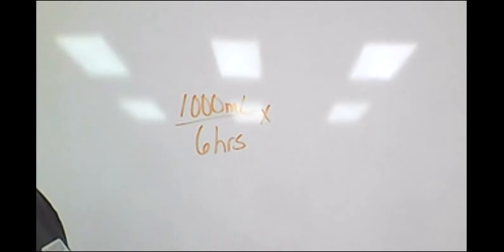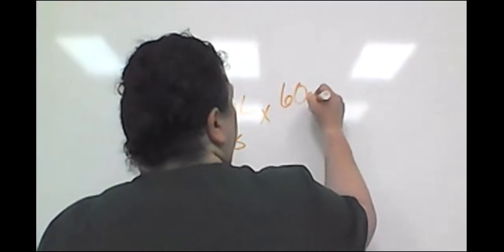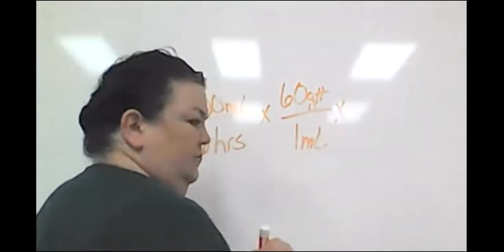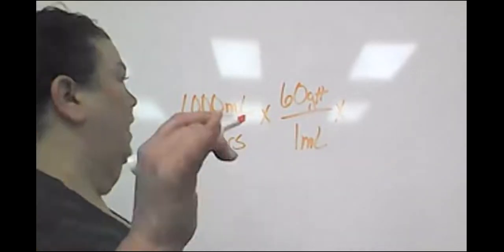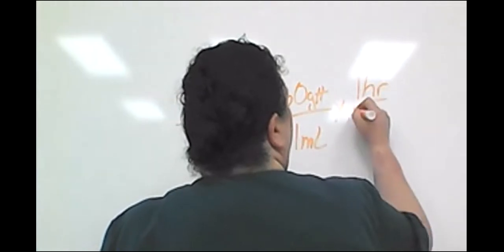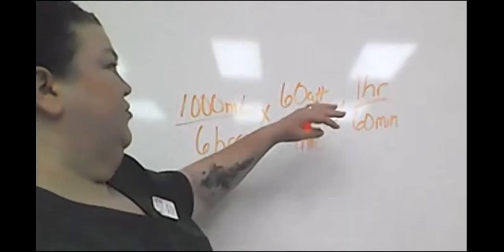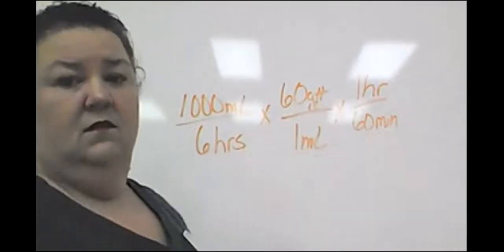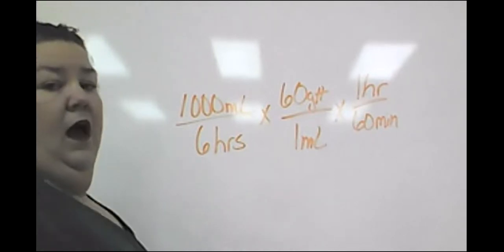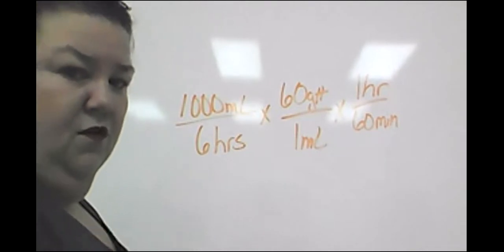They told us that our drop factor is 60 drops per milliliter. And we also know that for every 1 hour, we have 60 minutes. And we do that because we remember we've got to get to drops over minutes. So we had to get those minutes in there so that we can get our answer where we need it to be. I do apologize for the glare. I hope you're able to see and make out what the numbers are.